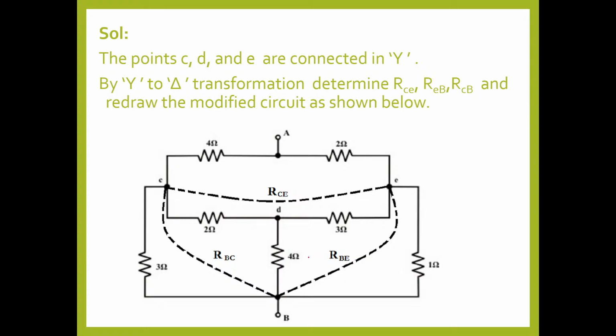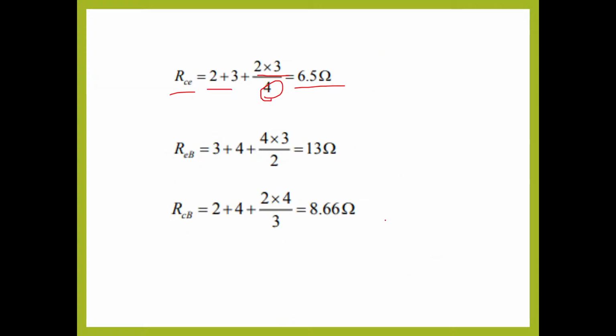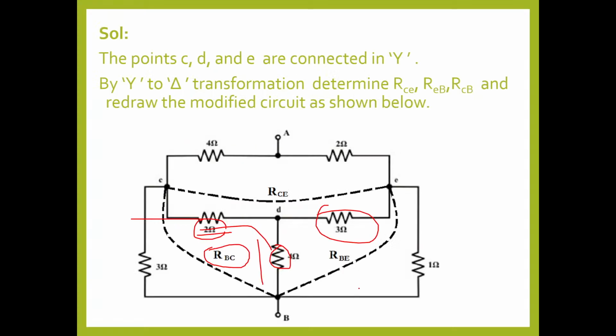Similarly, RBC. In front of it 2 ohms and 4 ohms are there. So RBC is equal to 2 plus 4 plus 2 into 4 divided by what is left over, 3 ohms. You will get 8.66. Next, RBE.